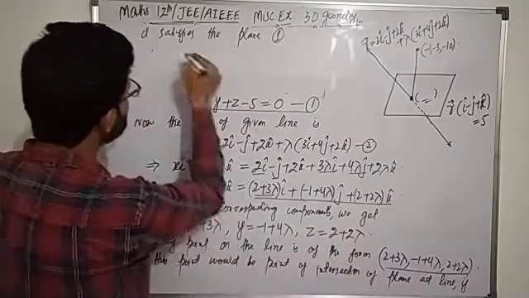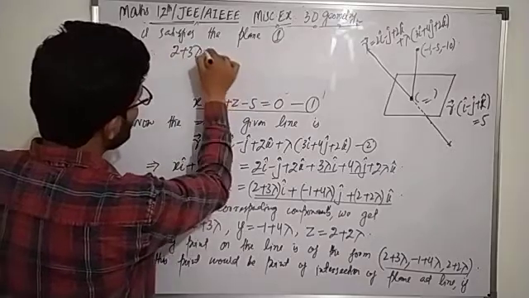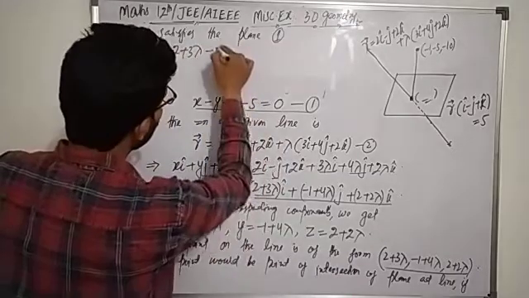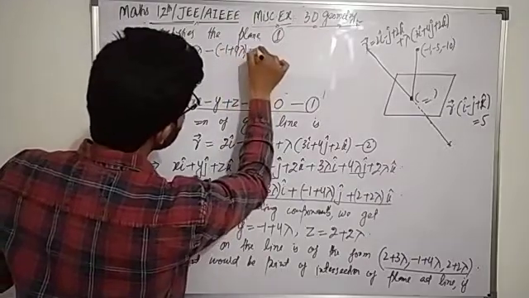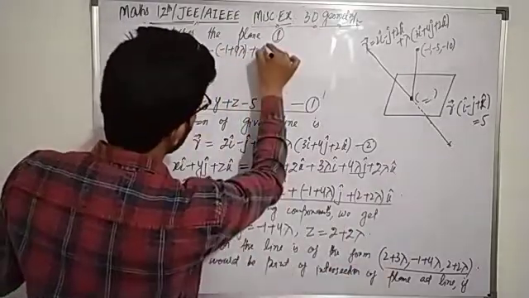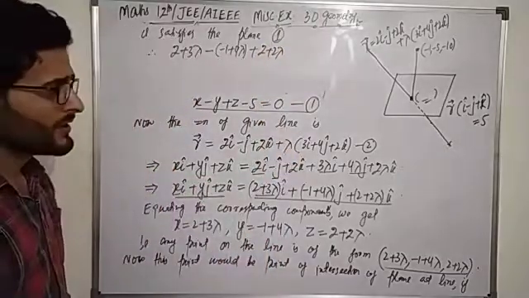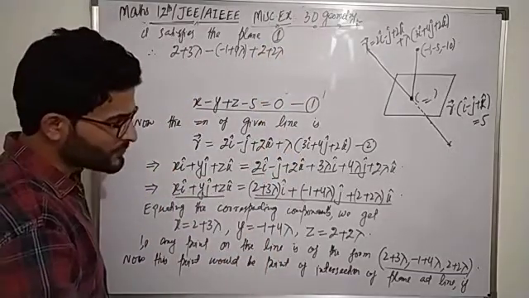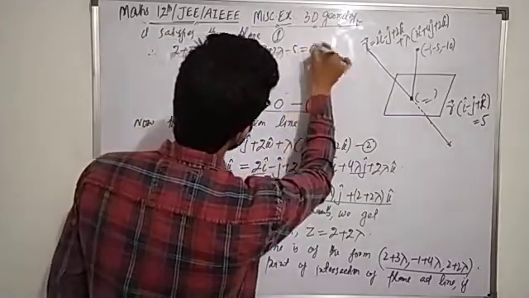Instead of x we have 2 plus 3 lambda, minus, instead of y we have -1 plus 4 lambda, and plus z, instead of z we have 2 plus 2 lambda, right? So instead of z we have 2 plus 2 lambda and minus 5 is equal to 0.